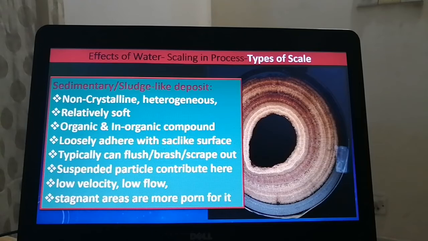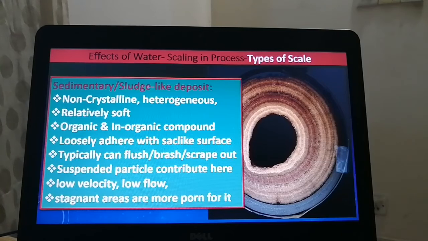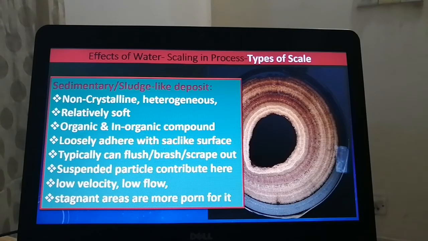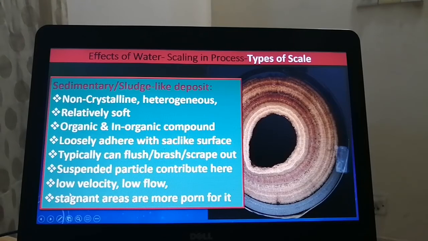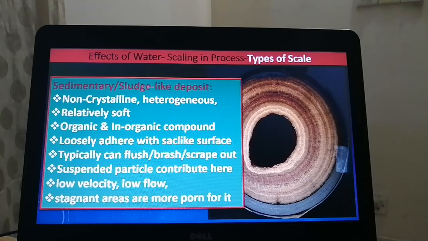Dispersion like chemical can clean easily. And this kind of scale, it's still the scale. It will get inorganic compound in it, but not 100% inorganic. There will be some organic things, some bacteria, some slime, and other suspended foreign material can also contribute to this layer. So why does this happen in the system? Maybe because of low velocity, low flow, dead ends. Stagnant areas are more prone to this kind of slush-like or sedimentary type of scale.